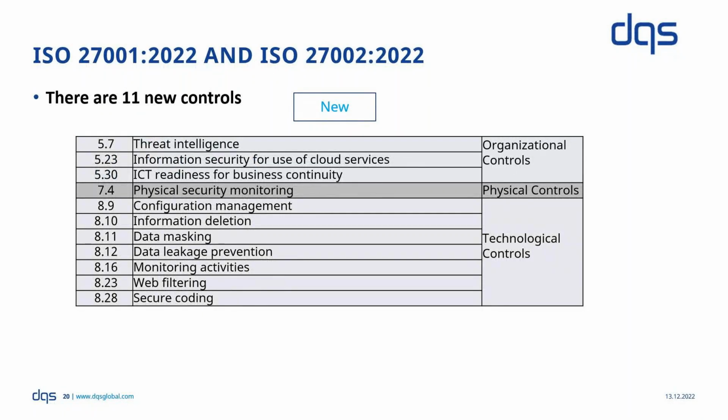Here's the list of new controls introduced to keep up with the current best practices in information security. They fall into 3 of the 4 categories: organizational, physical, and technological controls.